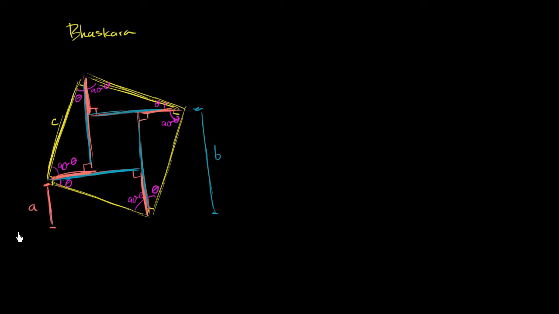Well, first, let's think about the area of the entire square. What's the area of the entire square in terms of C? Well, that's pretty straightforward. It's a C by C square. So the area is equal to C squared.